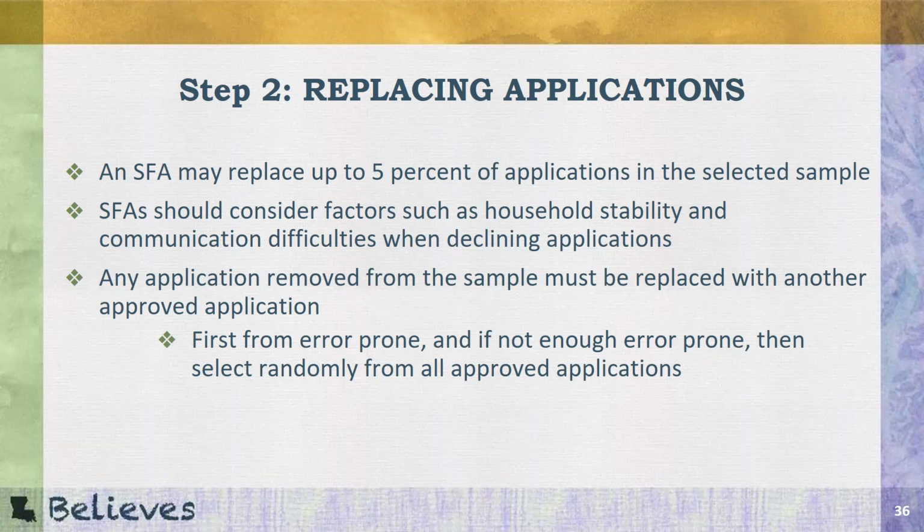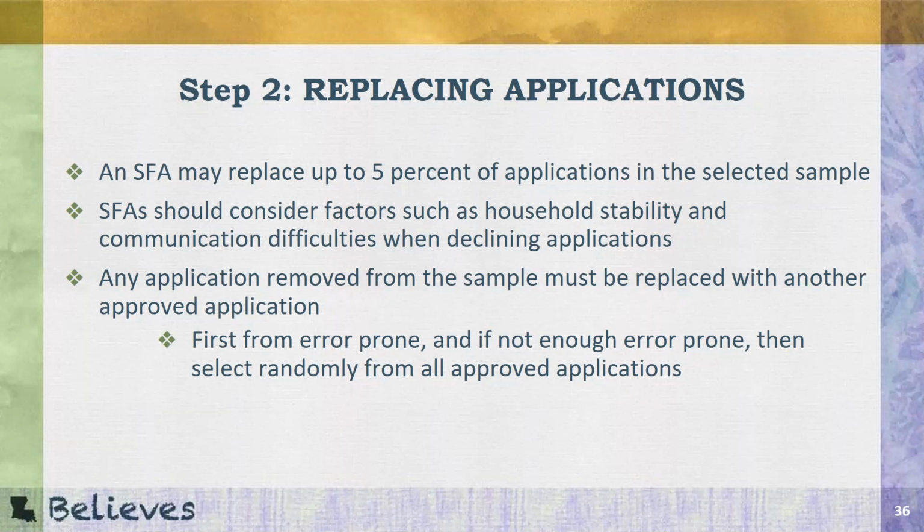Any application removed must be replaced with another approved application selected on the same basis. For example, an error-prone application must be substituted for a withdrawn error-prone application. The newly selected application must then have a confirmation review.